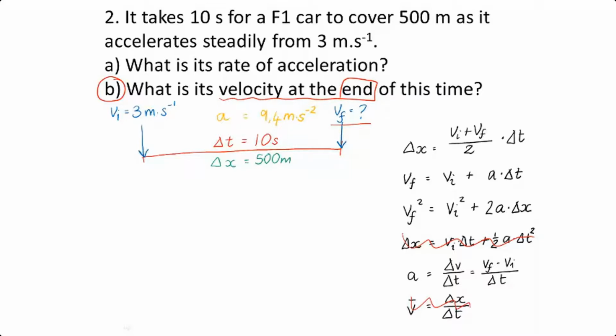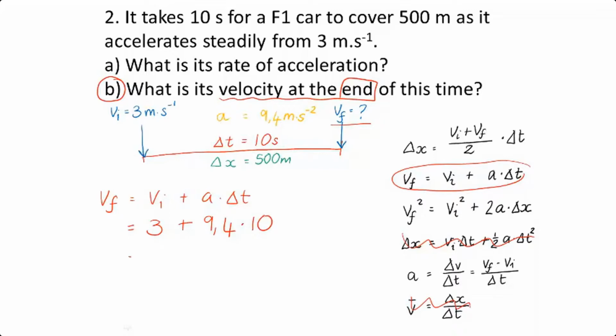And it would be a good idea for you to try answering this using all the different equations and see that you get the same answer, no matter which equation you use. Let's use this equation for now. v final is equal to v initial plus a delta t. Final velocity is what we're trying to find out. We know initial velocity is 3 meters per second plus a is 9,4 meters per second squared. Delta t is 10 seconds.